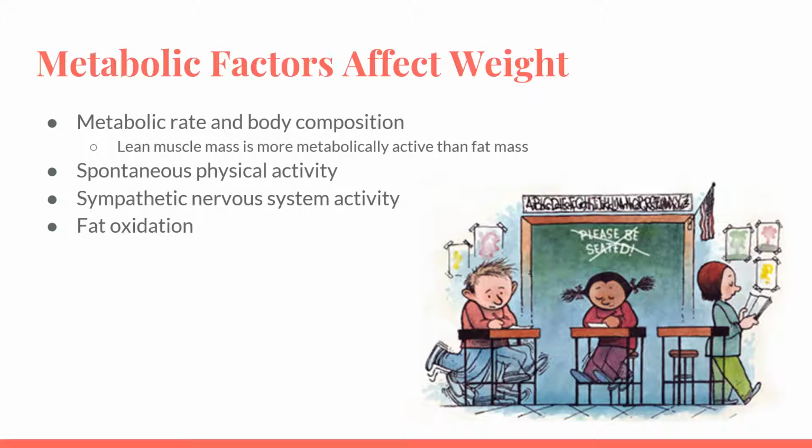This goes along with sympathetic nervous system activity. This is kind of the fight or flight portion of our brain. So again, someone who's just kind of active more often than someone who's not would have a higher basal metabolic rate and thus a lower body weight.